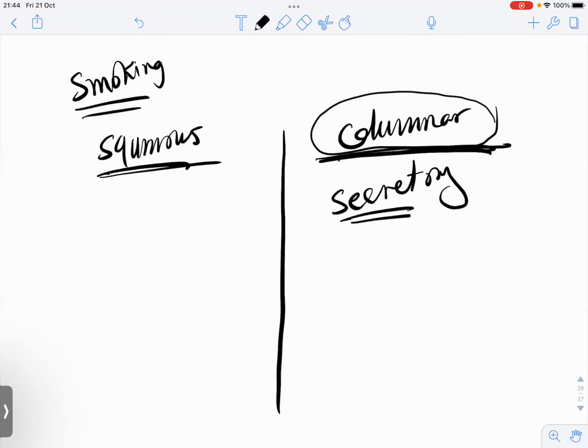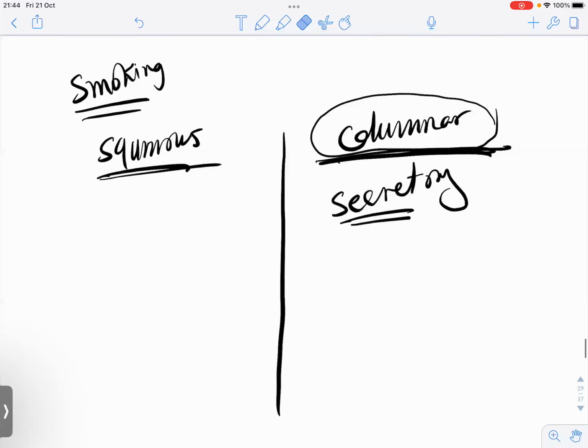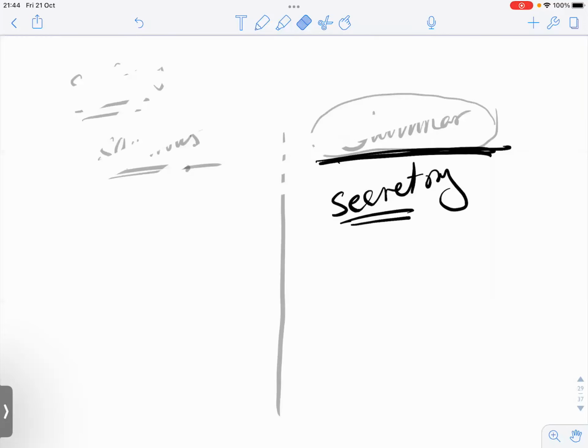Intestine: we know that intestinal tissue secretes a lot of hormones and enzymes. So the epithelium in the intestine is secretory. So it must be columnar. Okay, so the epithelial tissue inside your bronchi is columnar.